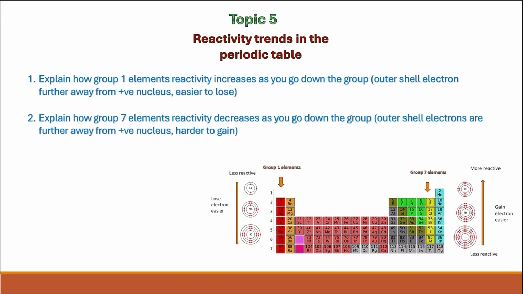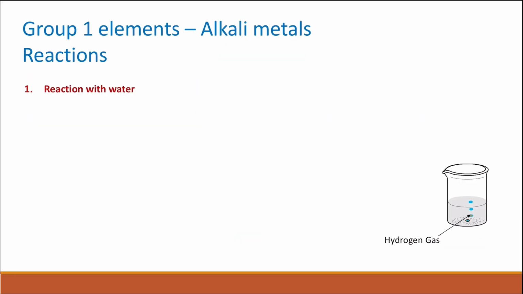And then the explanation for group 7: as you go down the group, the reactivity will decrease. The decrease in reactivity is because the outer shell electrons are further away from the positively charged nucleus. So the electrons become easier to gain in this case as you move down. Remember that for group 1, the reactivity comes from loss of electrons. For group 7, the reactivity comes from gaining electrons.